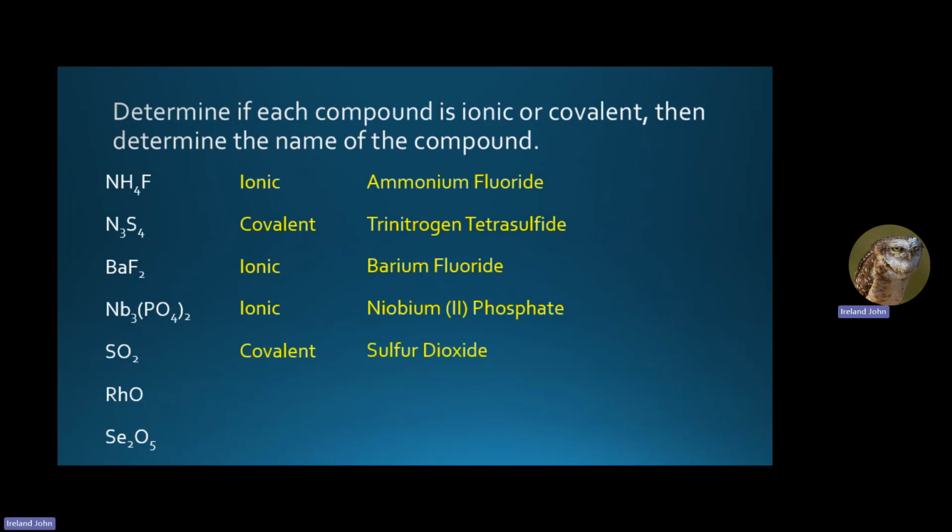Would be rubidium oxygen. How do we write the anion if it's an element? Do we use the name or do we change it? Now remember, all the regular elements, if they're ionic, will end in ides, right? So that's not oxygen, it's oxide.